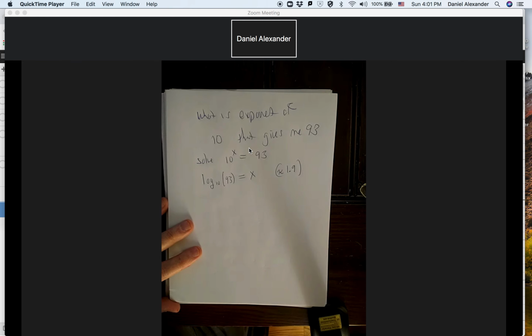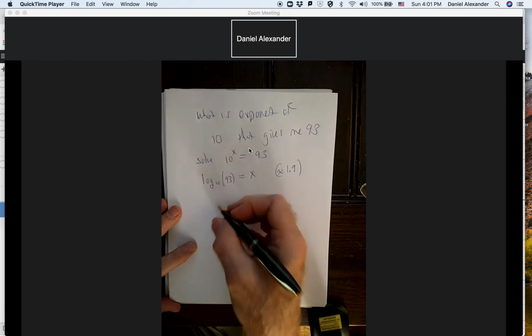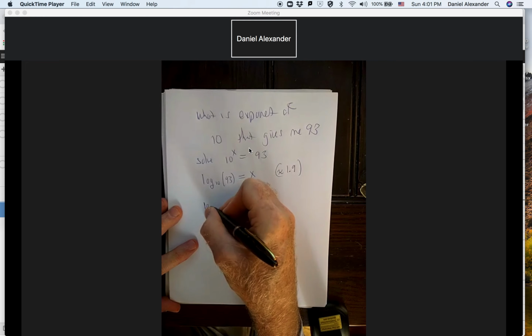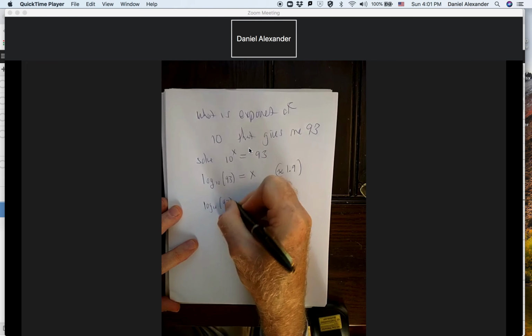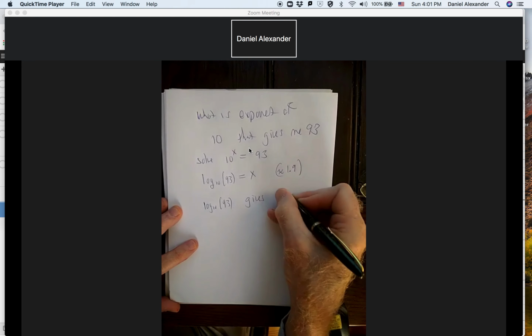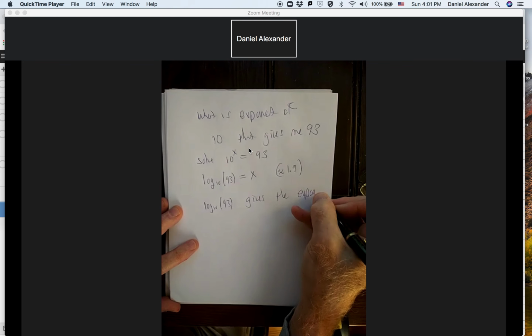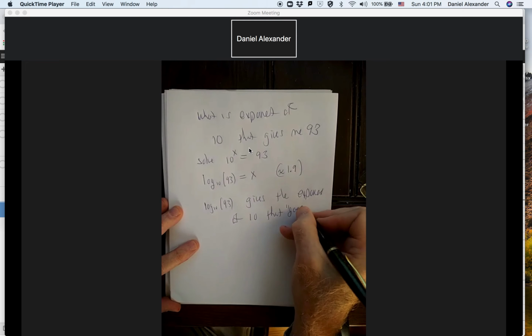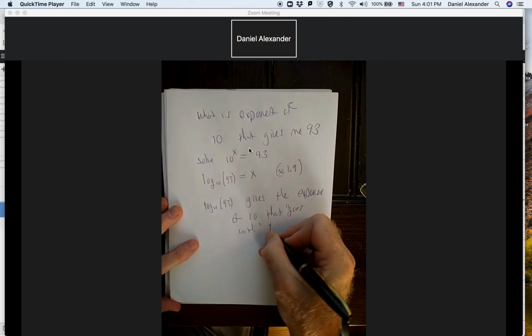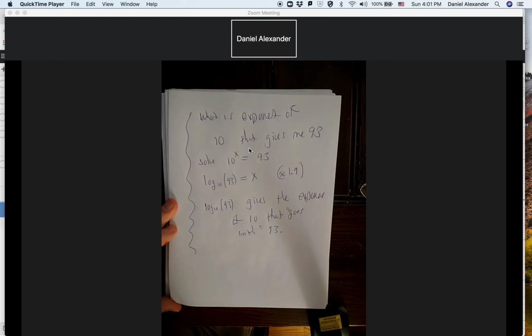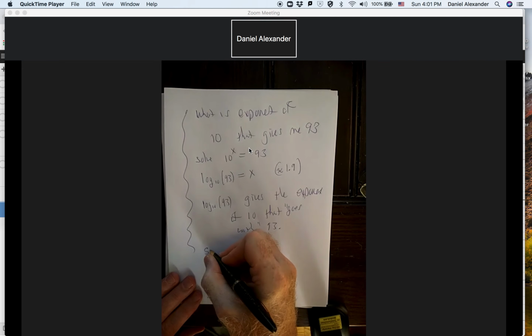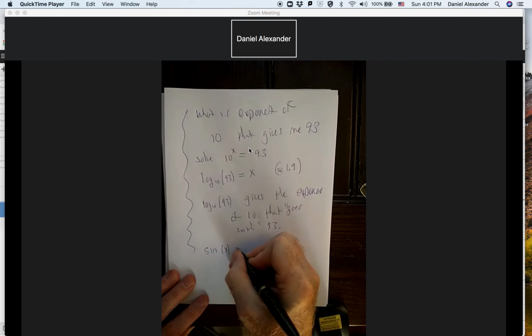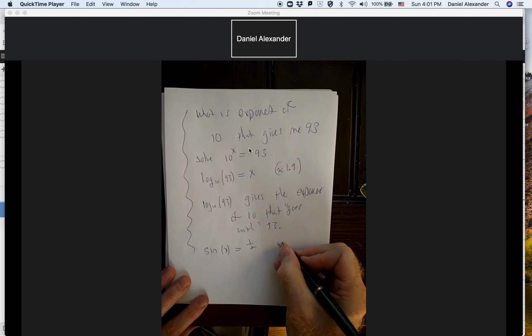So it's probably not a very good approximation, but it's a good guess, because 10 squared is 100. But anyway, we have a function that does that. And I kind of want to remember that the log base 10 of 93 gives us the exponent of 10 that goes with 93. Okay, so we're asking the same sort of question here. Let's go back to here. We know that the sine of x is equal to 1/2. What is x?